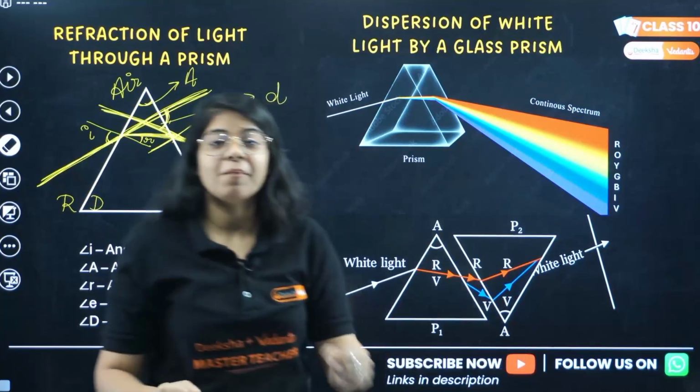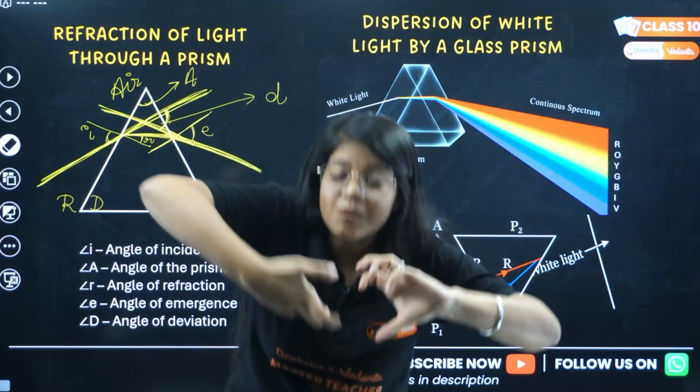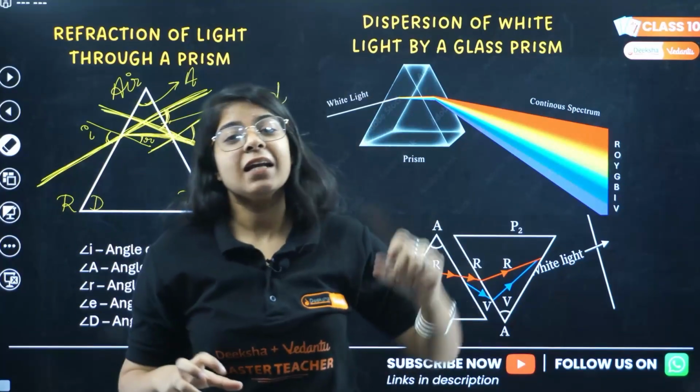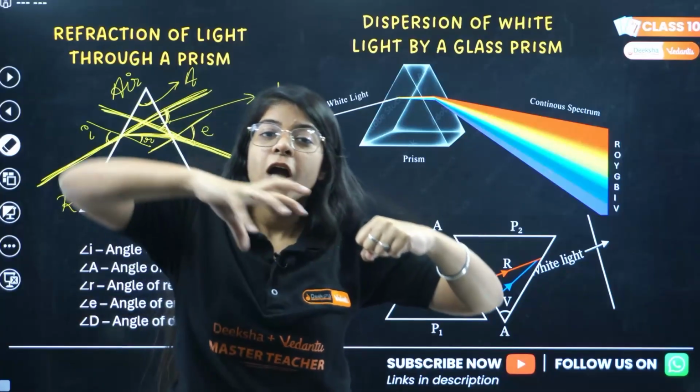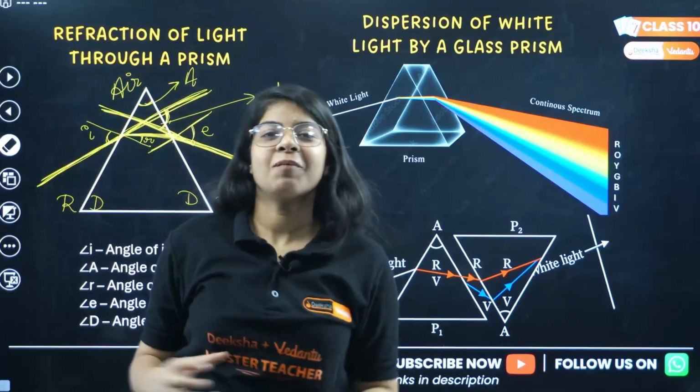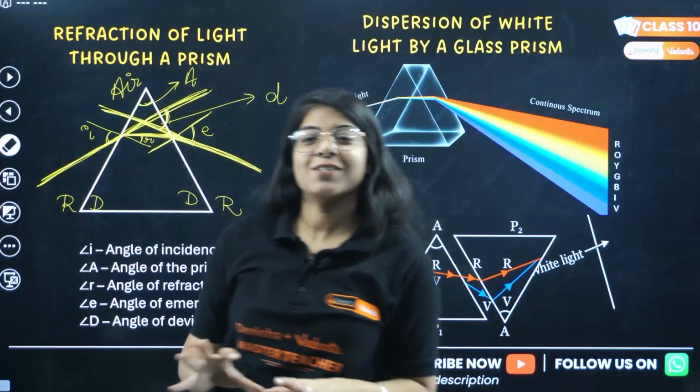So if you combine one prism with another inverted prism of the same medium, then we will send the white light, it will get split into 7 colors and they will merge back and white light will come out again. Okay, that's a crazy phenomenon, no?